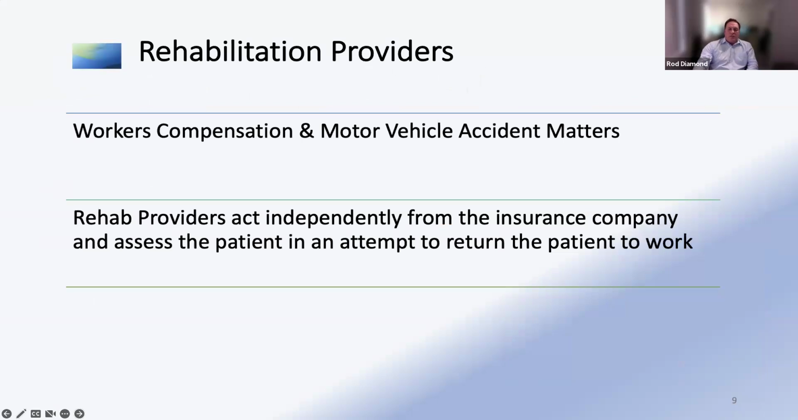The rehab providers area usually works in the workers' compensation and motor vehicle accident areas, and they act independently from the insurance companies in an attempt to get the person back to work. So in this rehab providers space, it's usually during the functional capacity assessment being conducted by an occupational therapist that the negligence usually occurs.